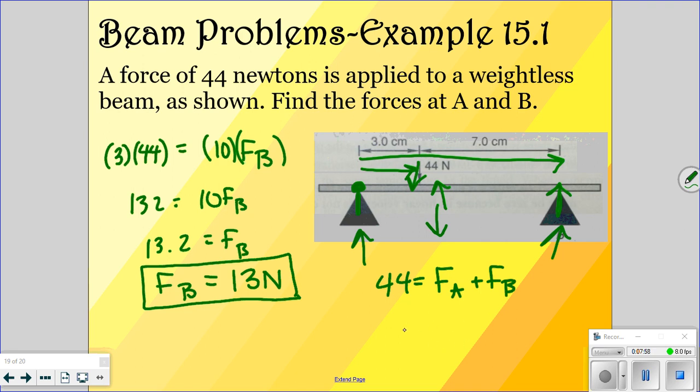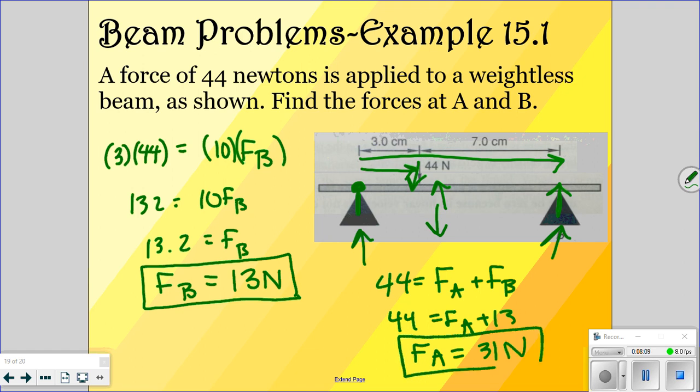So we know that the force of B is 13. So if you solve for the force of A, you should get 31 newtons. And so that would be your answer there. So that's all you have to do for your beam problems. You pick a point. You wouldn't want to pick right here, because that's going to make it more difficult, because you're going to have to pick numbers for here, and then you're going to be using A, B, and C.